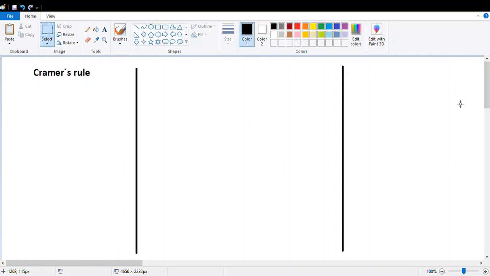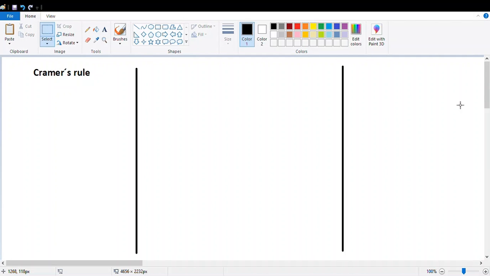Hi guys, today we are going to continue solving systems of linear equations. In this case, we are going to use a new method, Cramer's rule. In the previous video, I taught you how to evaluate determinants. Now I'm going to teach you how Cramer's rule uses determinants to solve systems of linear equations.